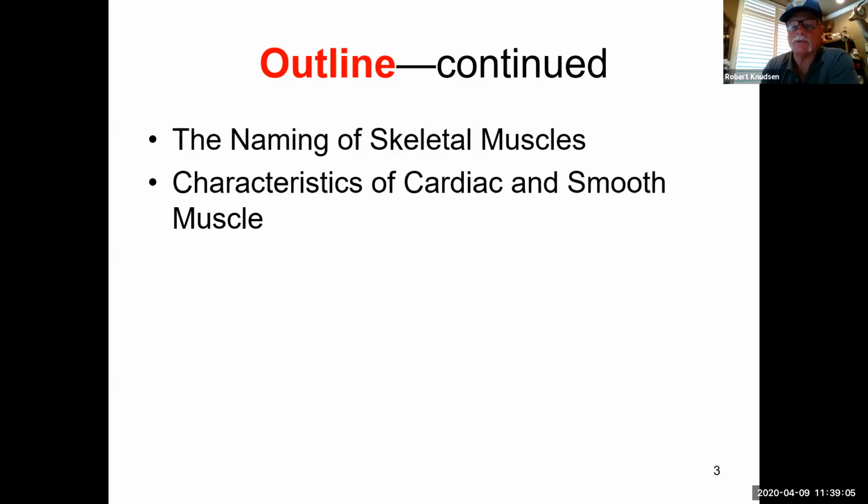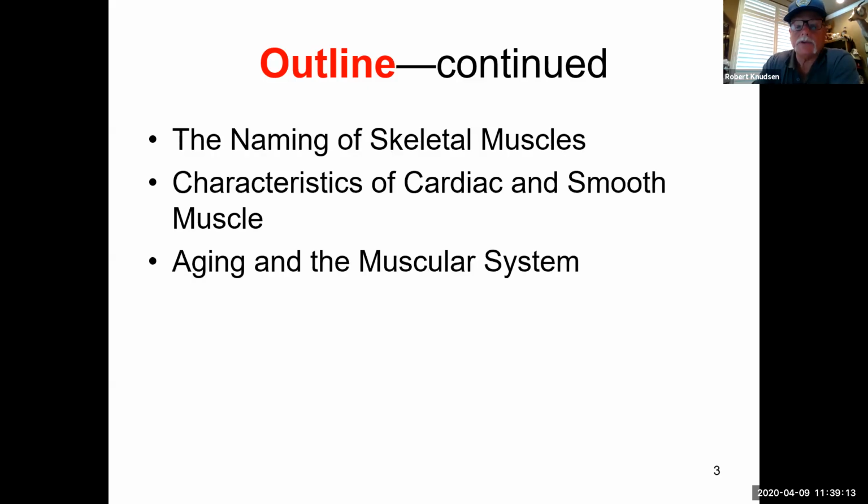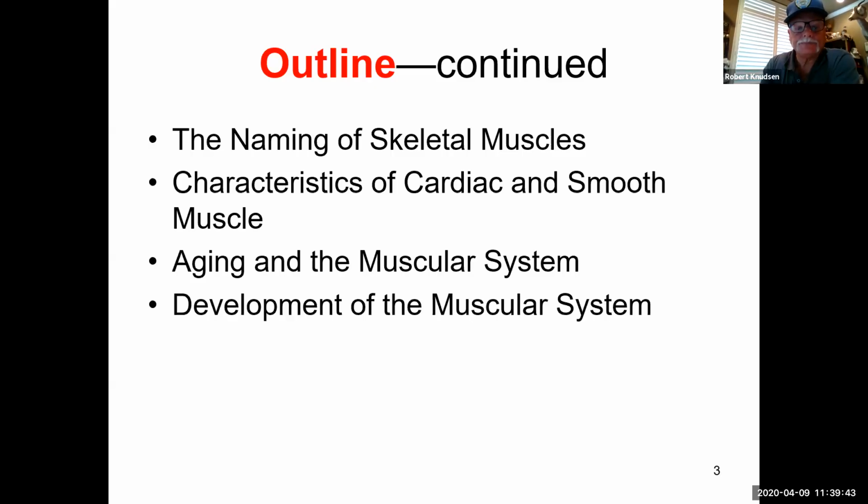Characteristics of cardiac and smooth. When I'm all done, I'll show the similarities and dissimilarities of cardiac and smooth to skeletal. Aging in the muscular system. That kind of goes back with that exercise stuff. Remember, and we've talked about this before, when you age, you don't make as many proteins like collagen. And since that is diminished, your strength goes down and your aging obviously wears. Development of the muscular system, we're not going to talk about.